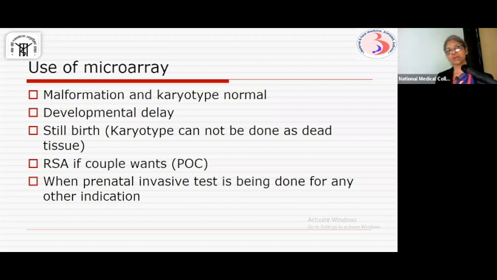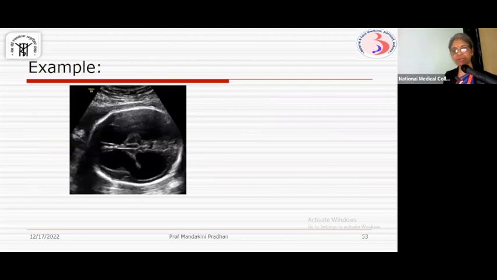If you go and see the pediatric literature, newborns who are developmentally delayed are not malformed. There is no dysmorphism. They are absolutely normal, but there is mental subnormality. So the micro abnormalities are around 6 to 7%. To pick them up, if you are taking a fetal sample for some other reason, the same sample can be done for microarray with a little additional cost. So that is why this is done.